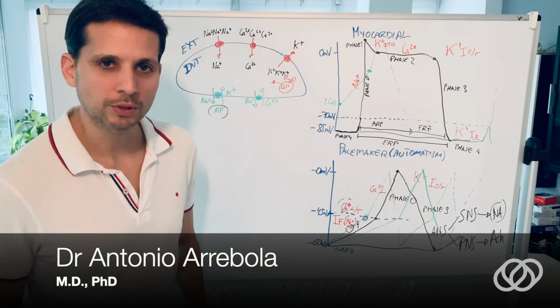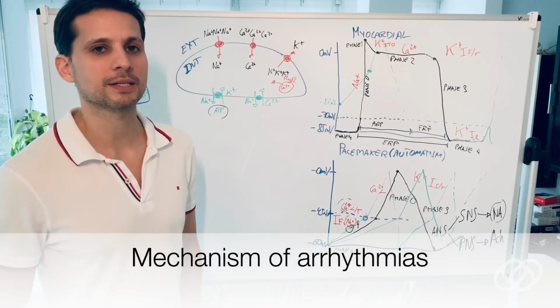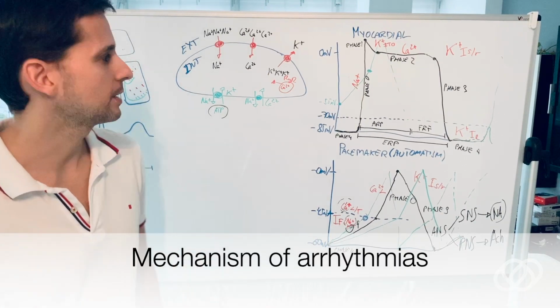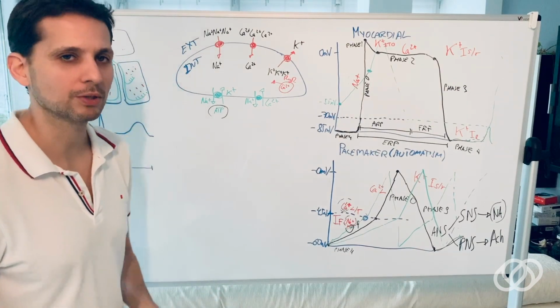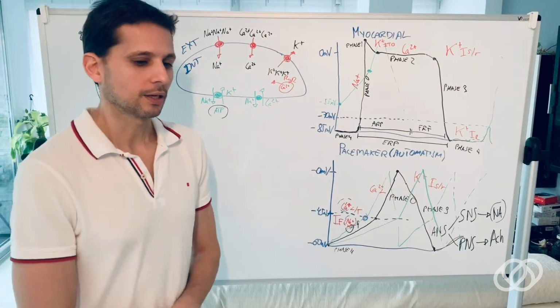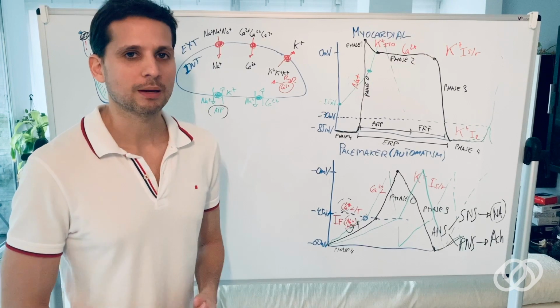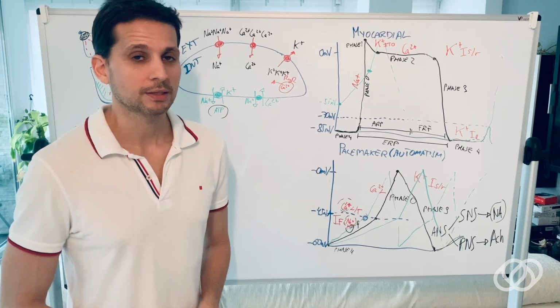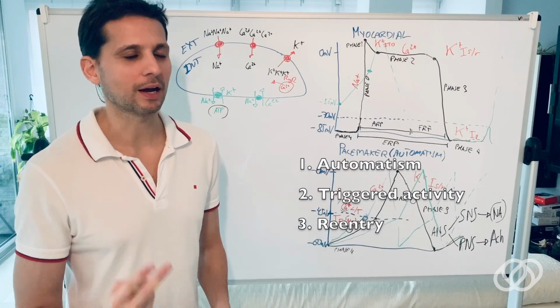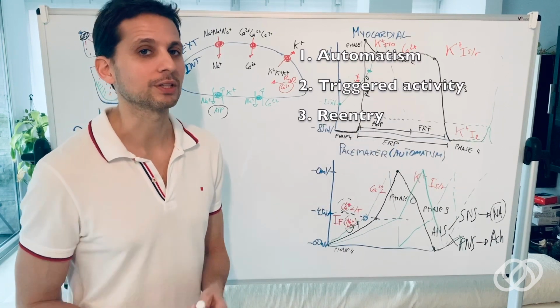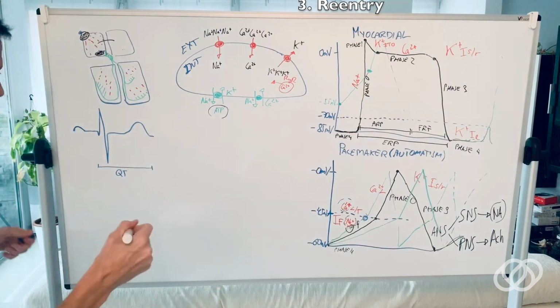Okay, we're going to have a look at the second part, what is the mechanism of arrhythmias. You may see that I have left all the draft from the previous part because it will help us a lot. Okay, there are three types of mechanism of arrhythmias. The first one is the automatism, the second one is the trigger activity, and the third one is the re-entry. Okay, we are going to see three of them.